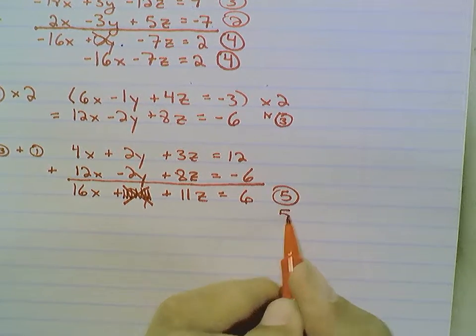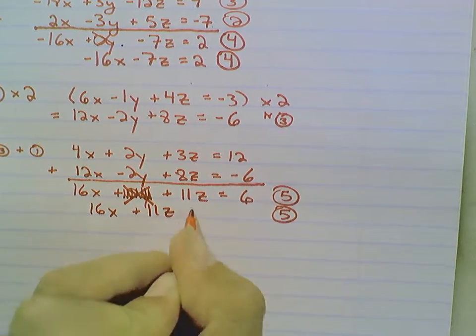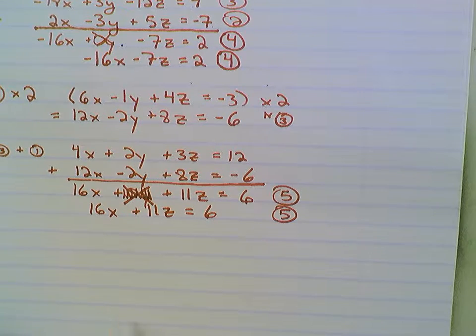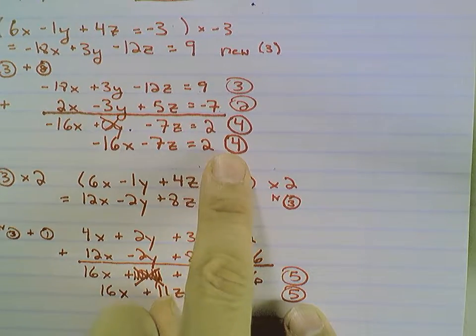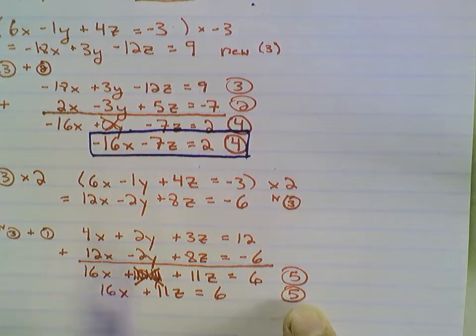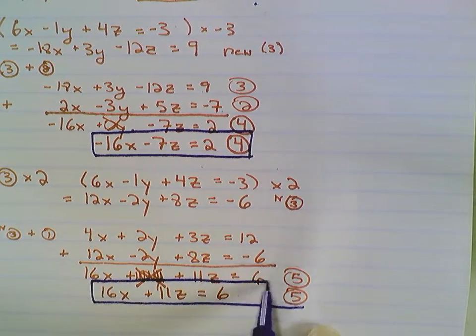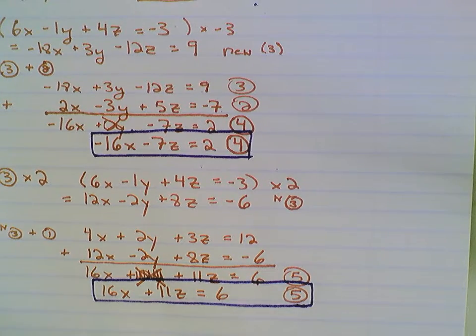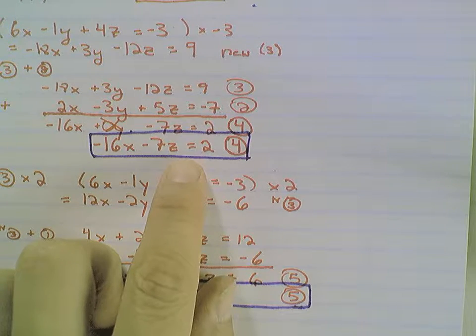If I simplify this fifth equation real quick, I'll get 16x plus 11z equals 6. Okay, so now if I look at the two equations that I have created by doing the elimination method, I can look up at my fourth and fifth equation. So I'm looking at this one and this one. I have this new fourth equation, and I also have this new fifth equation. Now I want to look for a way of eliminating one of the variables. I'm either going to get rid of the x or I'm going to get rid of the z. I want to get down to one variable.